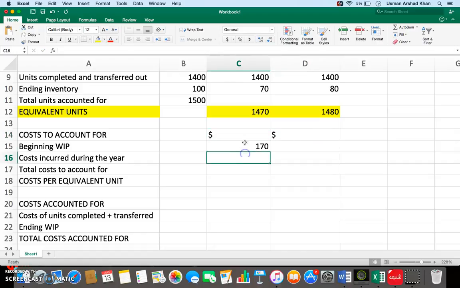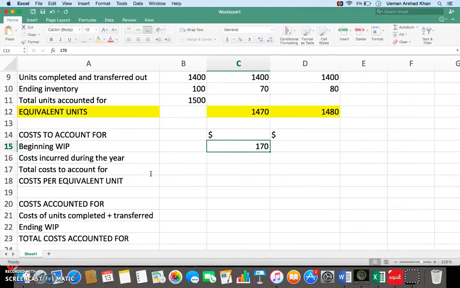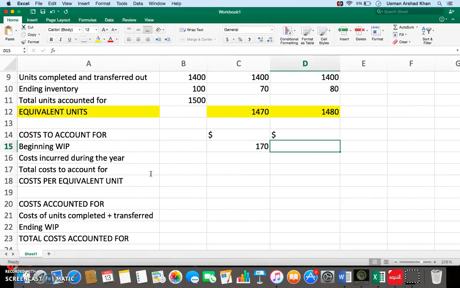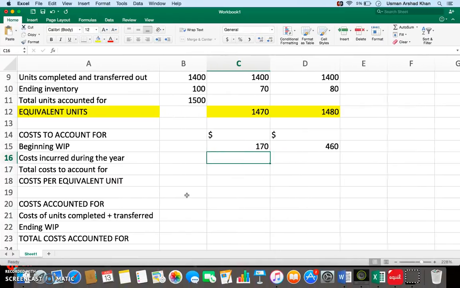Okay, 170, and labor cost and overhead added together are conversion costs. So 300 plus 160. Just a moment. 170 and 300 plus 160. There you go, 460.